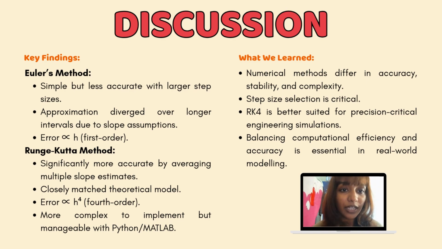The Runge-Kutta method RK4 produces much more accurate results by averaging slopes at several points within each step. Its error is proportional to the step size to the fourth power, making it far more precise. Although RK4 is more complex, it was manageable with tools like Python and MATLAB.